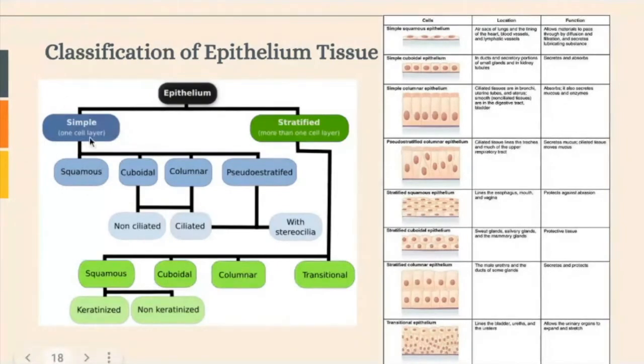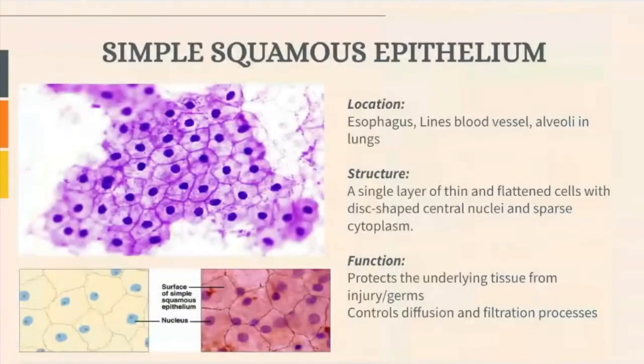In one cell layer, the simple epithelium is divided into squamous, cuboidal, columnar, and also pseudostratified epithelium. But cuboidal and columnar may also have cilia or not have cilia, or maybe they have stereocilia. And for stratified, multiple layers of epithelium, they have squamous, cuboidal, columnar, and transitional. For squamous and cuboidal, it is divided into keratinized or non-keratinized, depending on the keratin protein in the cells. I will go through them one by one here.